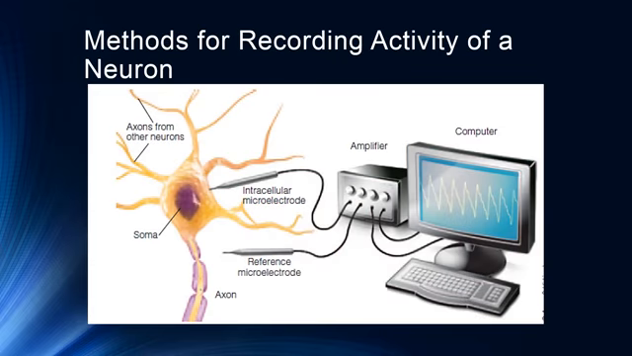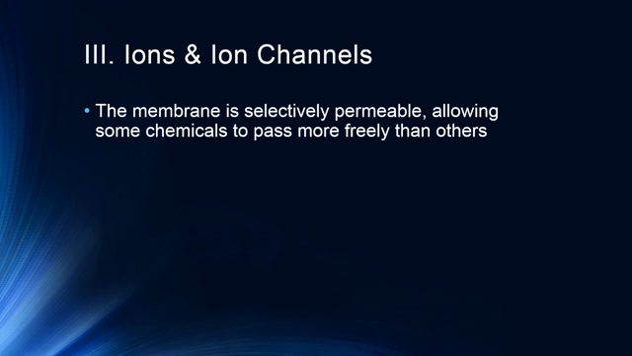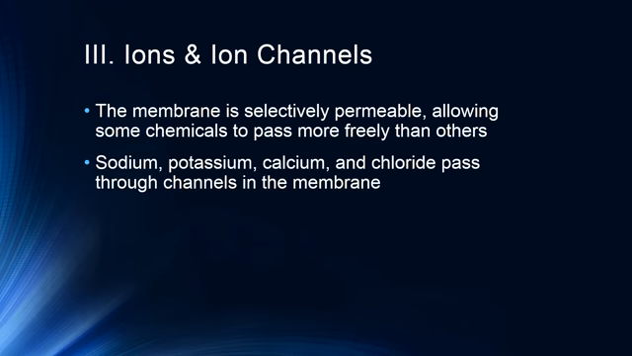We can record the amount of electrical potential within a neuron using what are called microelectrodes. We have an intracellular and extracellular reference microelectrode, and that tells us the electrical signal within that neuron. And it can also tell us when the neuron gets hyperpolarized or depolarized, etc. The membrane is selectively permeable, allowing some chemicals to pass more freely than others. And this has to do with ions and ion channels. Sodium, potassium, calcium, and chloride are the four ions that pass through specific channels in the membrane.